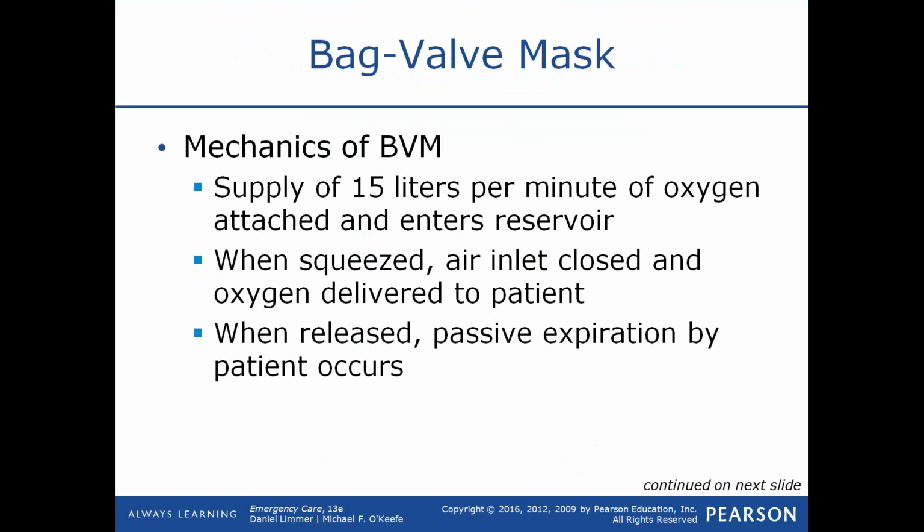You plug the bag valve mask into your wall outlet and you crank it flush, which is at 15 liters per minute of 100% oxygen. The oxygen then fills the bag as well as the reservoir off the back end of the bag. And then when you squeeze the bag, the air inlet is closed and the 100% oxygen in the bag valve mask, as well as the oxygen in the reservoir, are delivered to the patient. And then when you release, the patient is allowed to passively exhale.